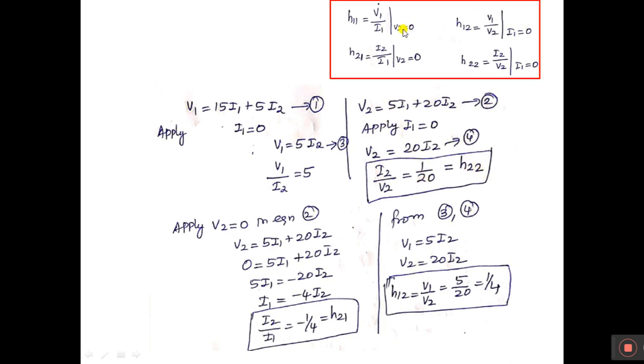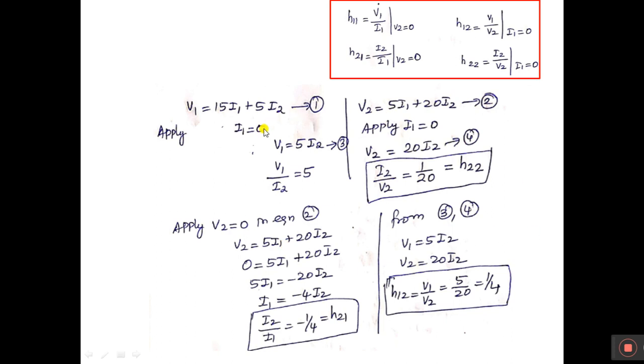Now the second case: apply V2 equal to 0 in the second equation, because in the first equation there is no V2, only in the second equation you have V2. If you make V2 equal to 0, 5 I1 plus 20 I2 equals 0. So 5 I1 equals minus 20 I2, so the relation is I1 equals minus 4 I2, by dividing 20 by 5. Now I2 by I1 becomes minus 1 by 4. Check any relation of I1, I2 here. Yes, H21. So H21 equals minus 1 by 4.